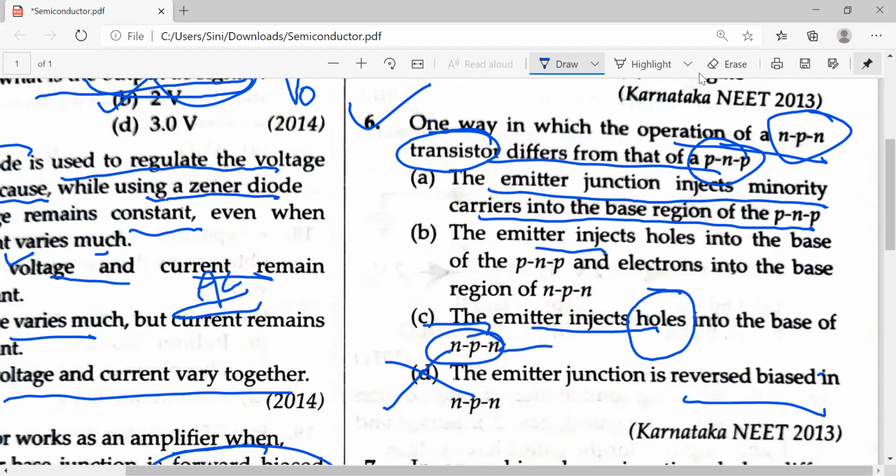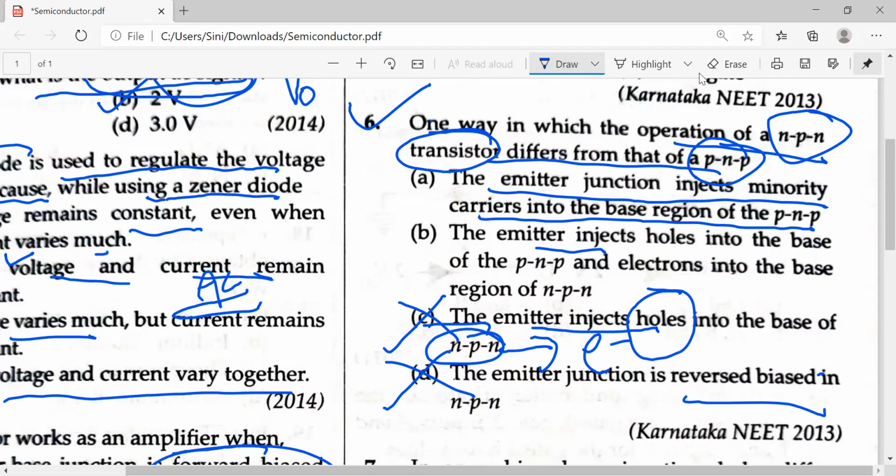And one more thing, option C, emitter injects holes in NPN. NPN in the sense, N means what? Electrons are more. Correct? P is positively charged holes. The emitter injecting holes in NPN is not at all possible, because we need what? Electrons. Then only the transistor will be in forward biasing. Option C is gone.